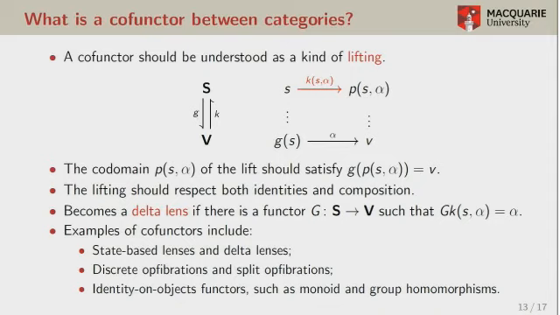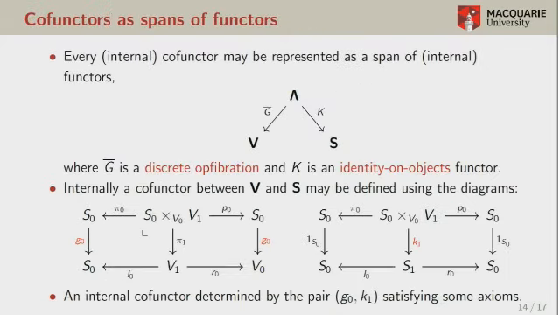And so I've just listed some examples of cofunctors there that occur mathematically in the wild. And so every cofunctor can be written as this span of a discrete op fibration and an identity on objects functor. And then those diagrams are just internally what that picture would be.